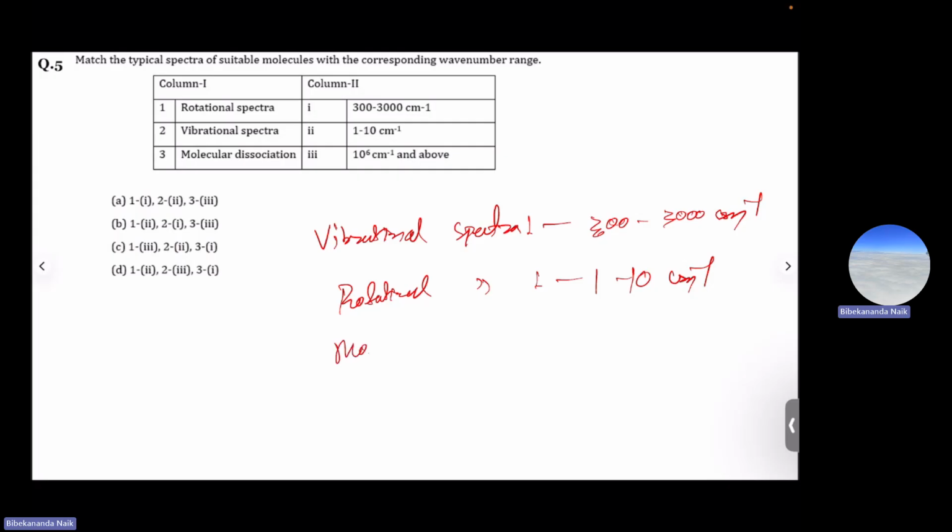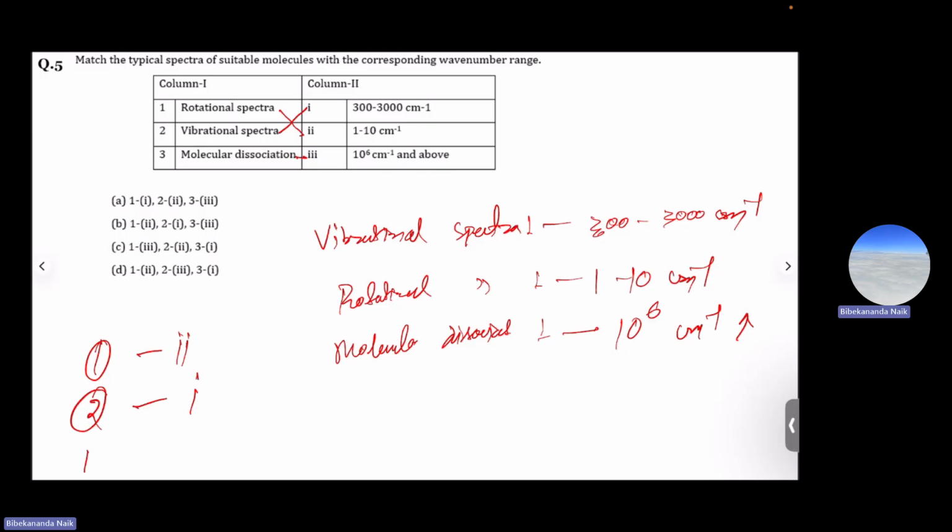So molecular dissociation corresponds to high energy. So it will have maximum wave number, so 10 to the power 6 centimeter inverse and above. So rotational spectra is 2, vibrational is 1, and dissociation is 3. So the correct option is option B.